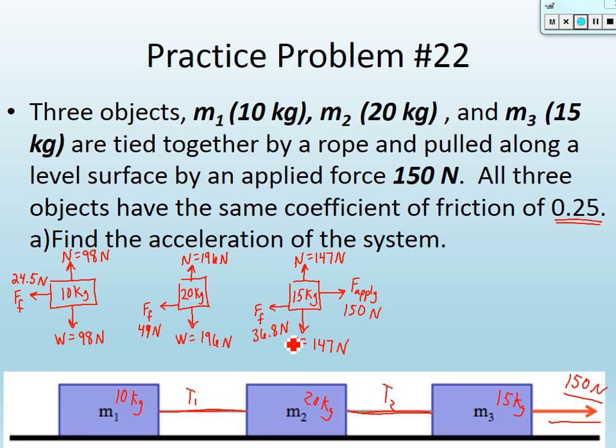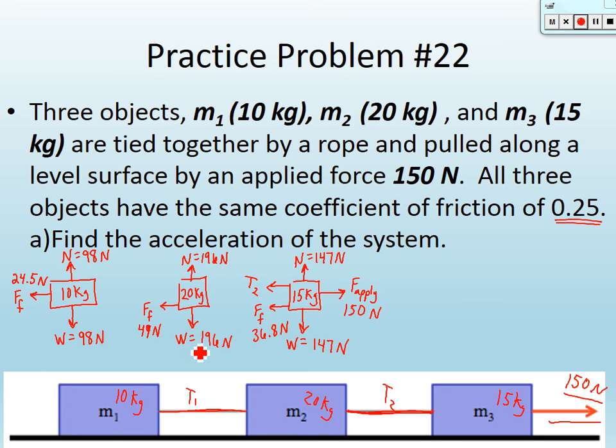But there's one more force that I left off. There's another force going to the left on this free body diagram. What force is going to the left here? Tension. And that's the tension that exists in this rope here, which I'm going to call T2. And that's all the forces on this M3 block. How many of you guys got those right? Okay, good job.